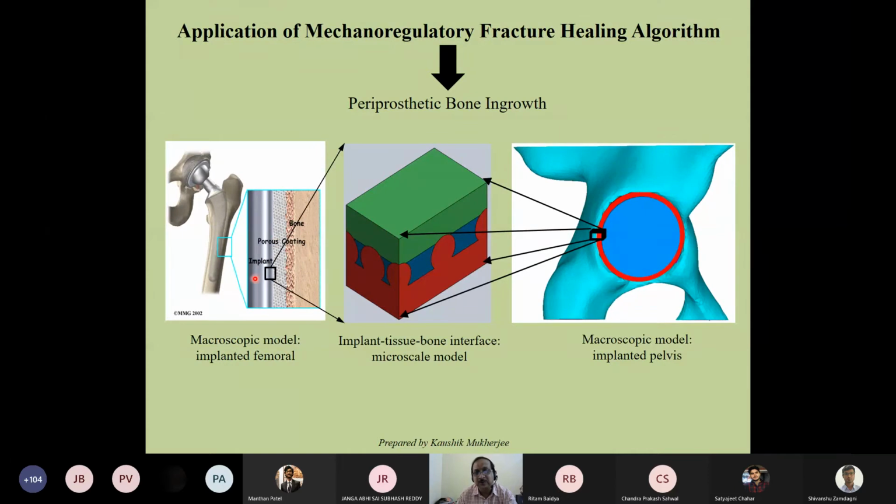If we zoom into the interface area, we took one very small element, a micro scale model of the implant, tissue and bone interface. You can see that this figure in the middle consists of clearly three zones, if not four, because the implant has the body of the implant. So you have the body of the implant and you have the bead.